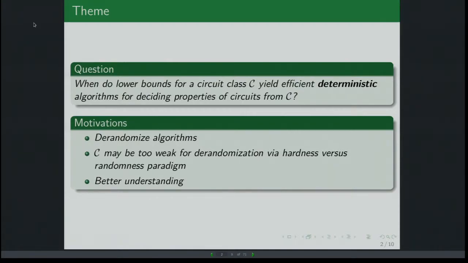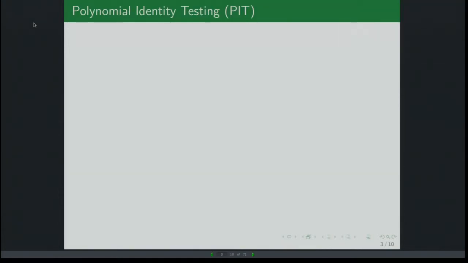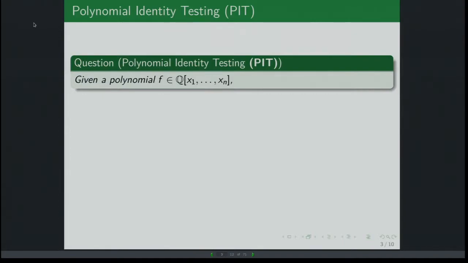But what are these properties I'm trying to decide? Well, the main property is that of non-zeroness. So there's this polynomial identity testing question. What is this question? I'm giving you a polynomial. It's going to be multivariate. It can really be over any large enough field that you want. I'll just stick to the rationals for this talk. You're given this polynomial, and you want to know, is it zero or not? Okay, so it's a very simple question.